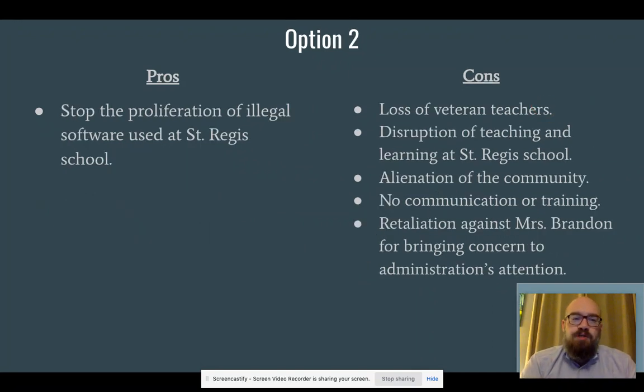Option 2, which was the most severe option, the pro was that it would stop the proliferation of illegal software used at St. Regis. Several cons on this, the primary one being loss of a lot of veteran teachers, and that's going to invariably lead to the disruption of teaching and learning at St. Regis School. You're going to alienate the community. There will be no communication or training, and staff that are left can retaliate against Mrs. Brandon for bringing the concern to administration's attention.